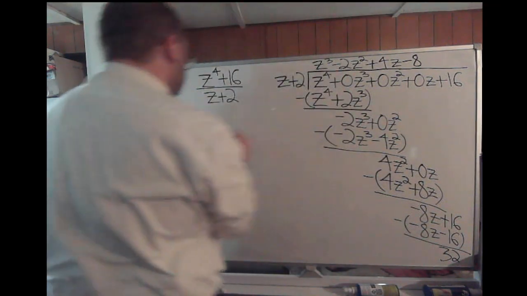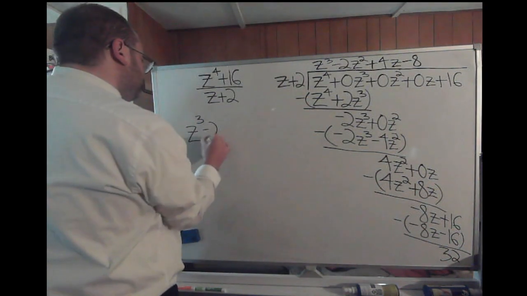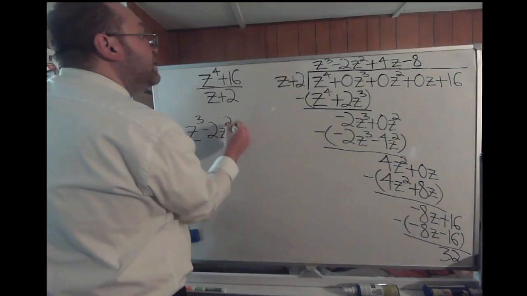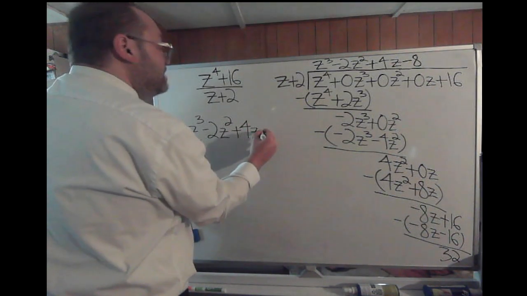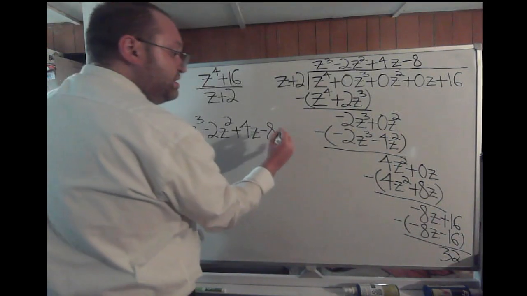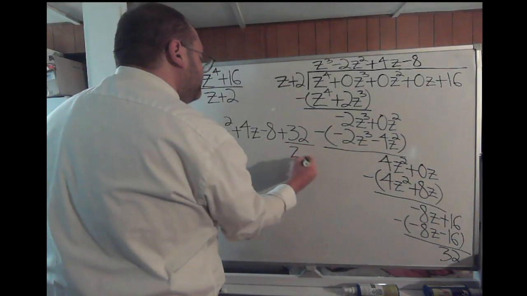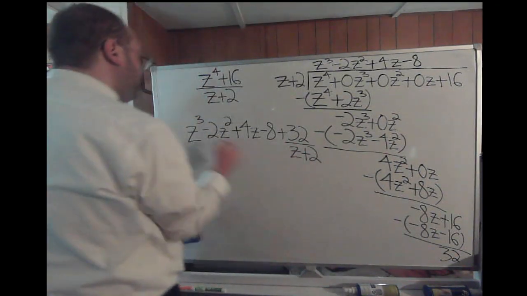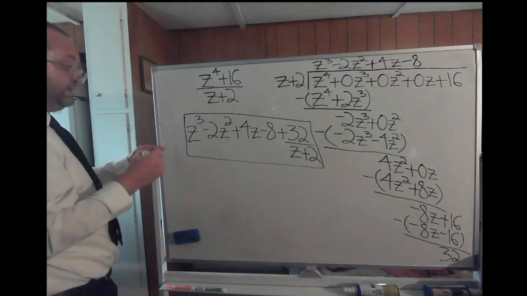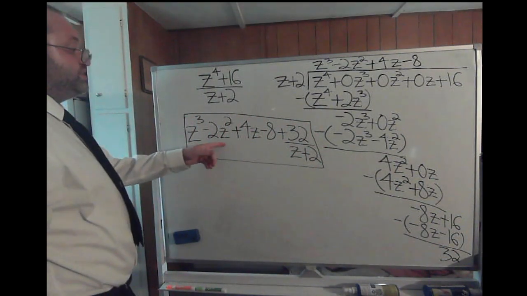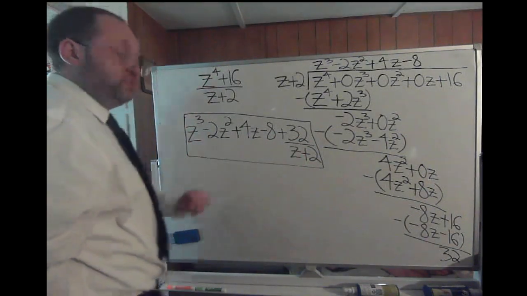So your answer is going to be this whole quotient here of z to the third minus 2z to the second plus 4z minus 8 plus 32 all over z plus 2. And that would be your answer for this. I know it's a long answer, but that's what it is. Z to the third minus 2z squared plus 4z minus 8 plus 32 over z plus 2.